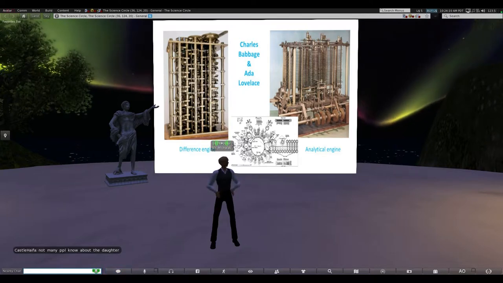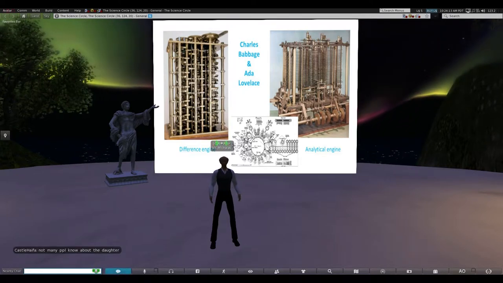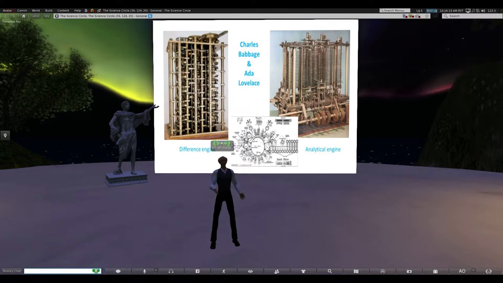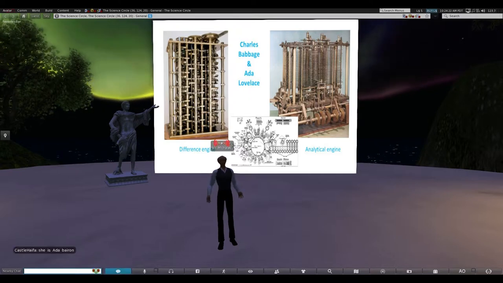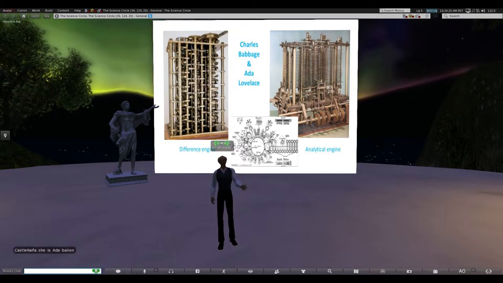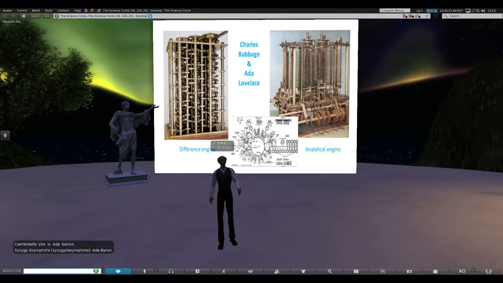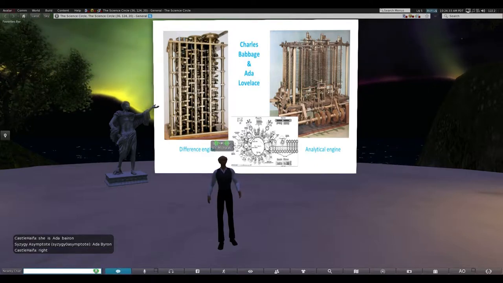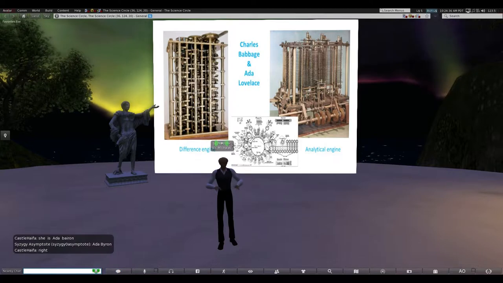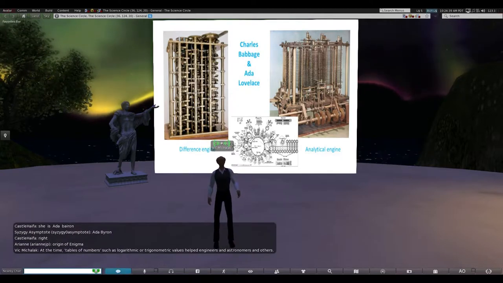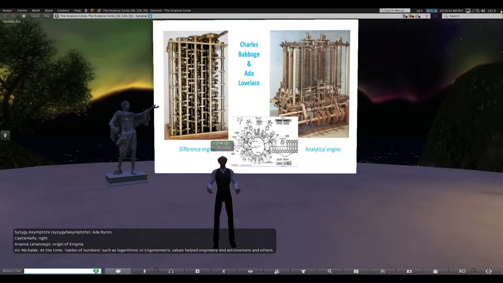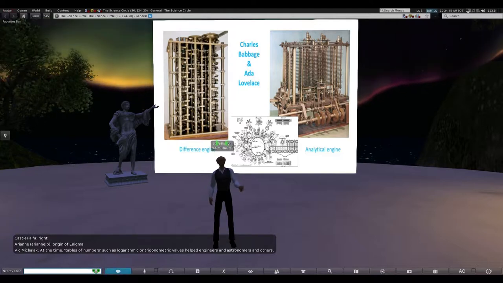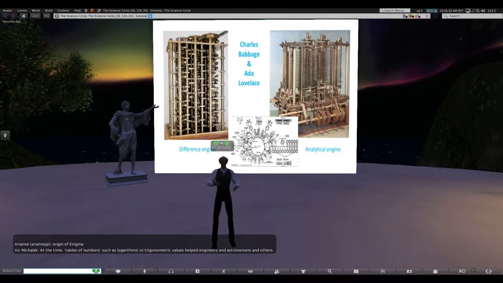Essentially, 200 years ago, when industrial machines were starting to be used in the first areas that were part of the industrial age, he designed a device for calculating polynomial equations. Polynomial equations were used for approximations of all kinds of numbers, and the only other way to do it was longhand calculations. In other words, tables of numbers for logarithms and trigonometric values and stuff helped engineers and astronomers and others in order to create some of the machines they needed and calculations they needed.